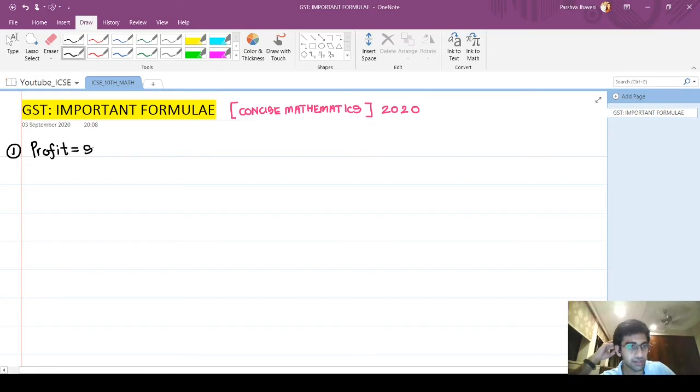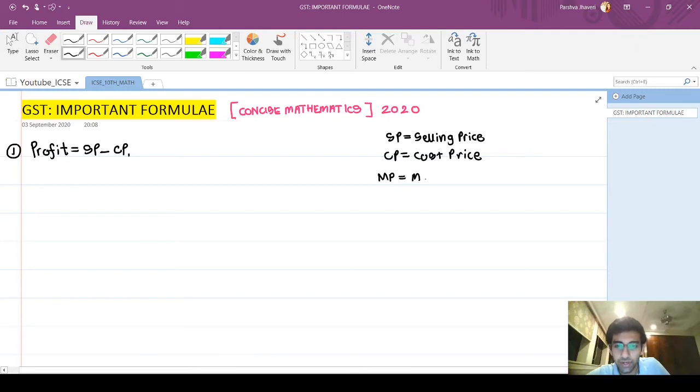Profit is nothing but SP minus CP, where I'm going to be using a few short forms. SP is selling price, CP is cost price, and MP is mark price. I'll just tell you what MP or mark price means in a bit, don't worry. But the first thing you need to know is profit is selling price minus cost price.